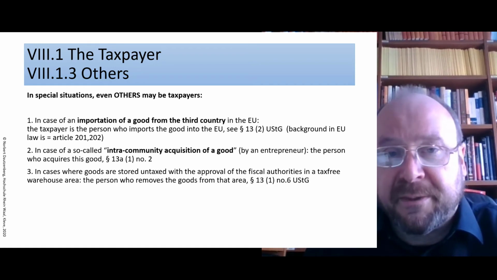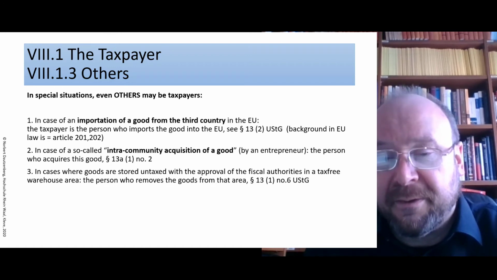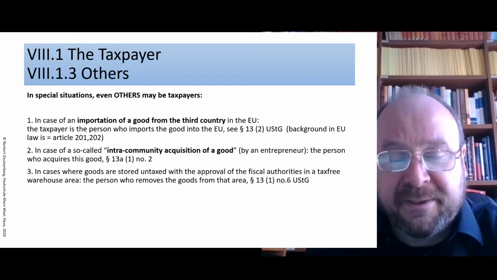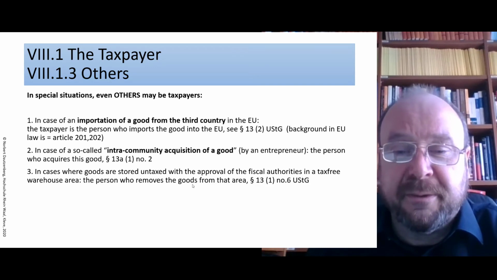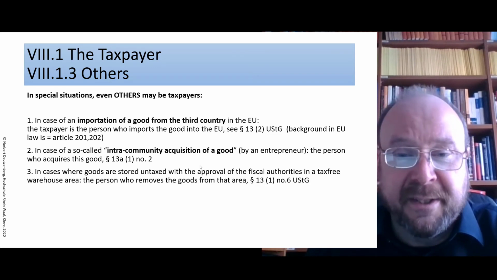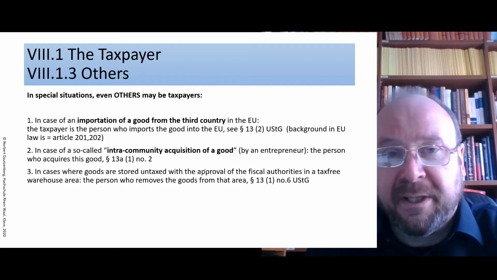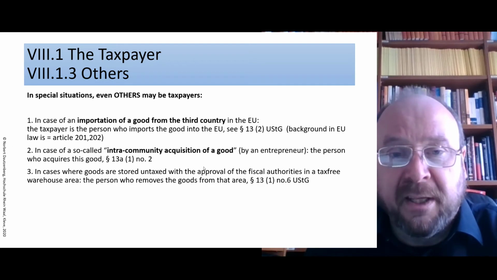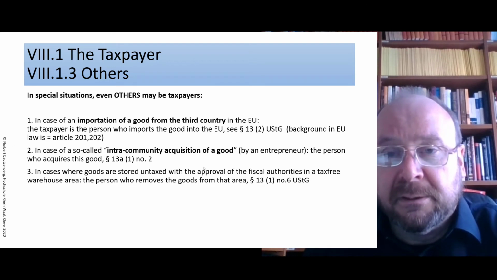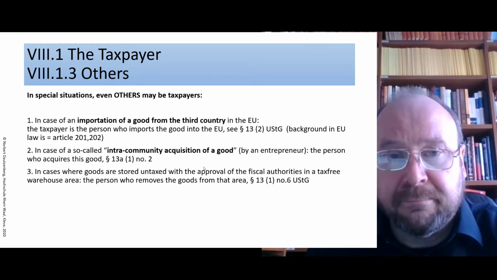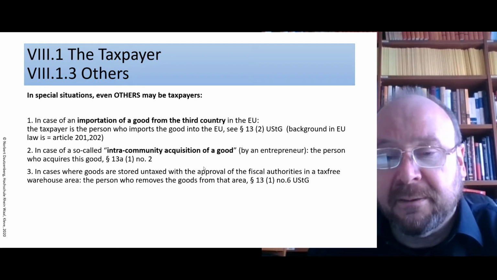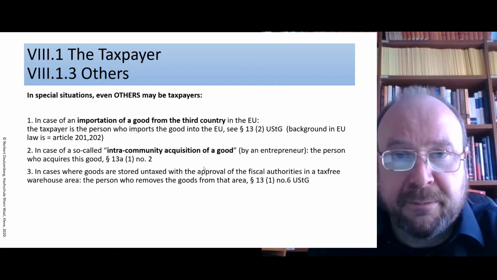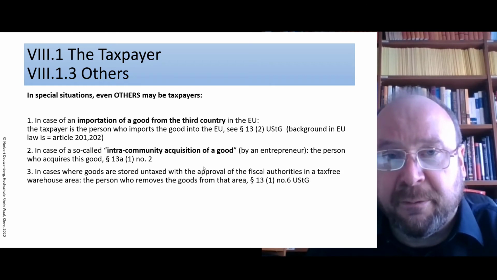And in cases where goods are taxed in a fiscal authority approved warehouse, where everything which is stored is in tax-free status, then the person who removes the goods from that warehouse will be declared taxable, and even the holder of the warehouse will be liable for the correct obtaining of the data or the personal information of the person who takes the goods out of the warehouse.